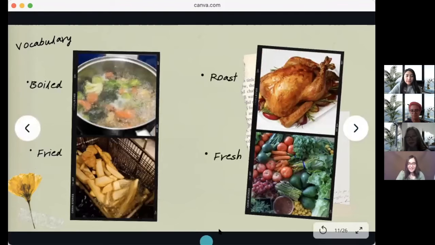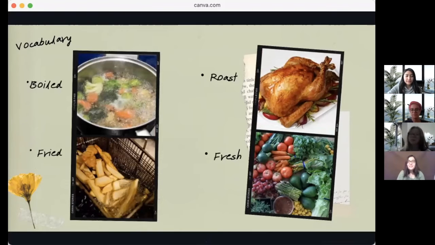So baked is horneado. Now we have boiled. That is another way to cook the food. Does somebody know what that means? Yes, like when you put the vegetables or the chicken in water to make it soft so you can eat it. Like hervir in Spanish. Exactly, that is the meaning.